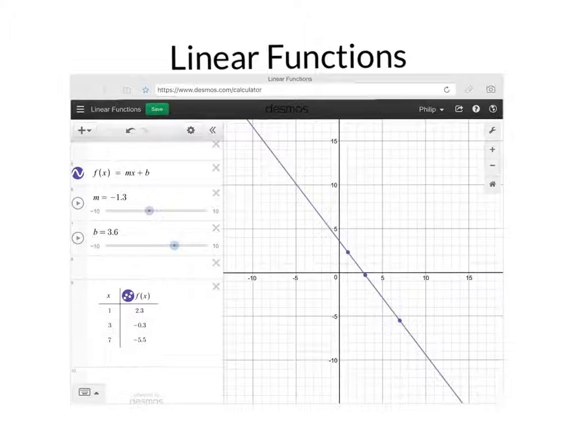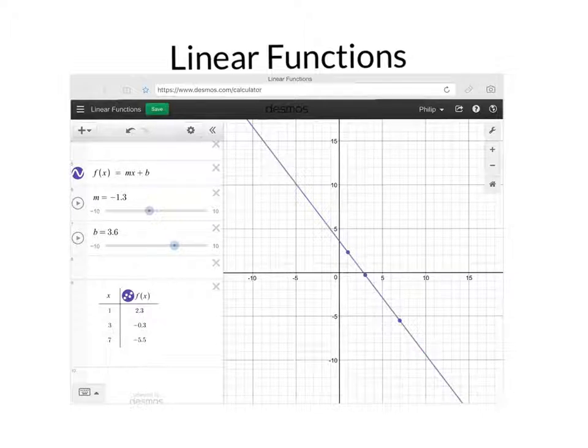So if we have a negative slope, as I do right now in this graph, notice that the line seems to go down. So if I'm moving along my x-axis from left to right like this, you'll notice that the line starts to go down from left to right. So this is how we can identify a negative slope.